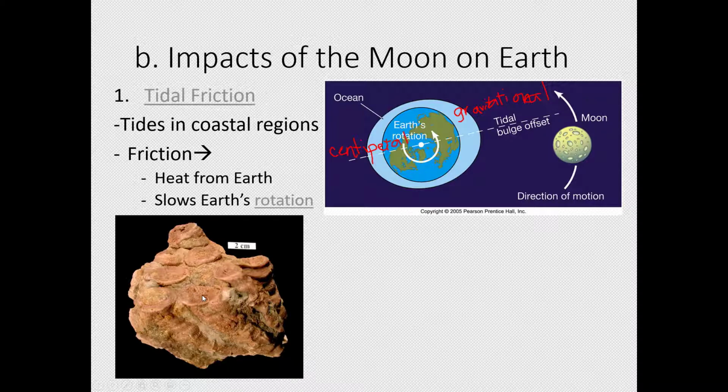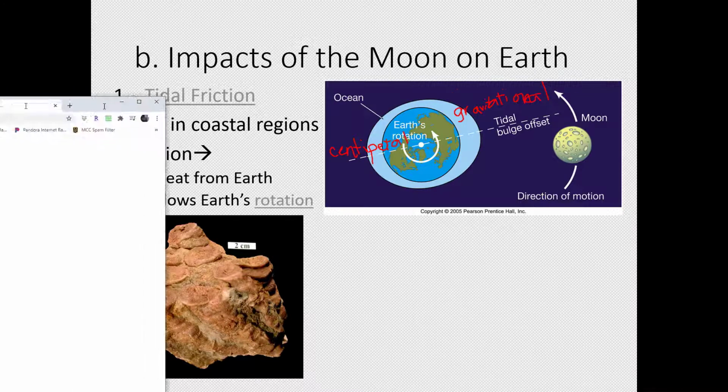And so by counting those layers, geologists actually figured out that the day on the Earth used to be less than 24 hours. Right now it rotates 365 times as Earth goes one rotation around the sun. But during the Devonian period, there was a shorter time period for this tidal friction to occur. There were actually 400 days in a year during the Devonian period based on the number of little layers that you could see in Devonian coral.